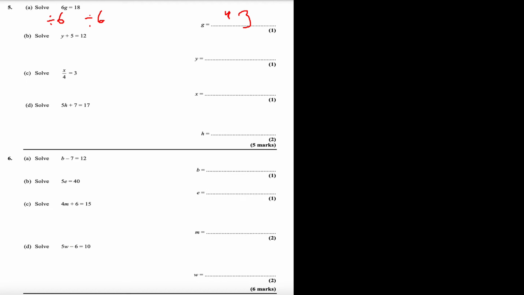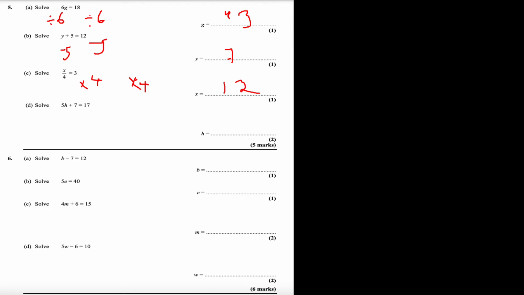Okay, part B, y plus 5 equals 12. Well, subtracting 5 on both sides, I'm going to get y is equal to 7. For part C, x over 4 is equal to 3. Well, timesing both sides by 4, I'm going to get that x is equal to 3 times 4, which is 12. So timesing this by 4, timesing this by 4.